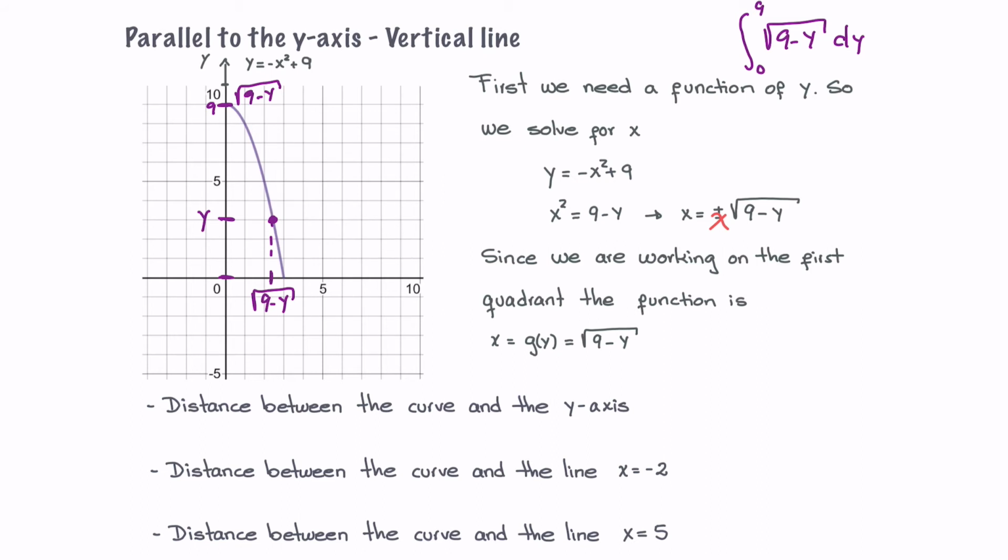So it is obvious that the distance between the y-axis and the curve is this piece right here, which is just, let's say, the height of the function from here all the way to there. And that x value is this. So that distance is just the square root of 9 minus y. Okay?